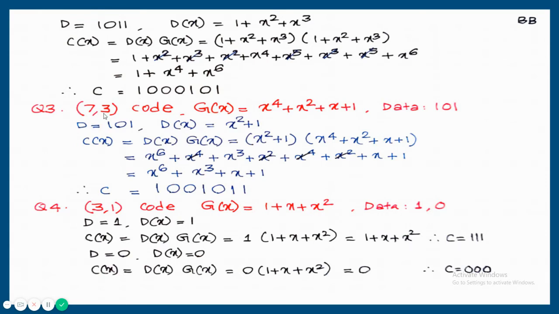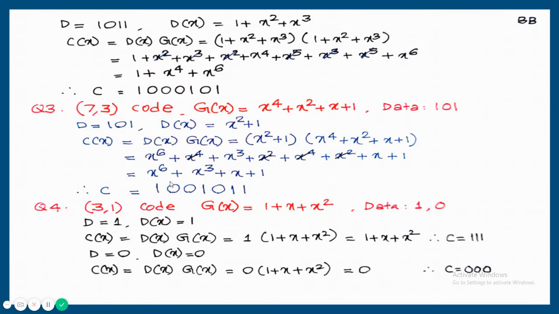Now question number 3. That is another n comma k value, 7,3 code. G of x is x raised to 4 plus x square plus x plus 1. So 7,3 means only 3 bits data. So 101. 101 is converted into polynomial, that is x square plus 1. That x square plus 1 is multiplied with the generator polynomial. The answer is x raised to 6 plus x cube plus x plus 1.